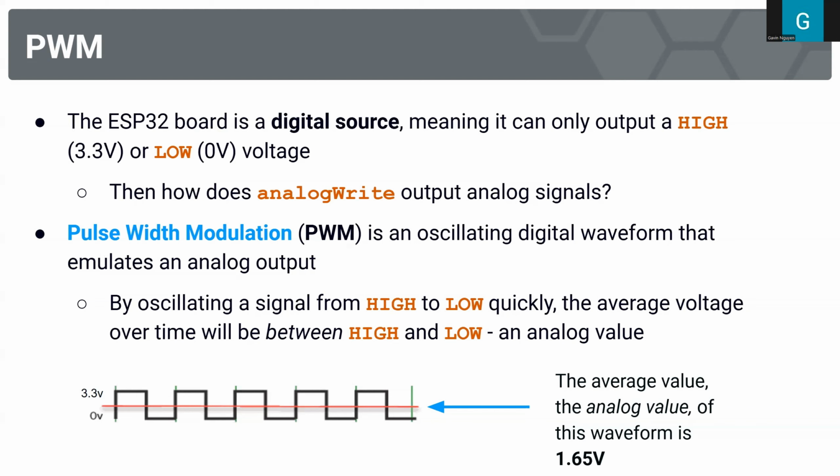So let's say I want to emulate 1.65 volts. The waveform that I would do is I would have 3.3 volts for 50% of the time on, and then 0 volts 50% of the time off. And this is going to average the value out. And by doing the average, the waveform is actually going to be 1.65, which is half of 3.3. So by oscillating a signal from high to low quickly, the average voltage over time will be between high and low, which is going to be an analog value.